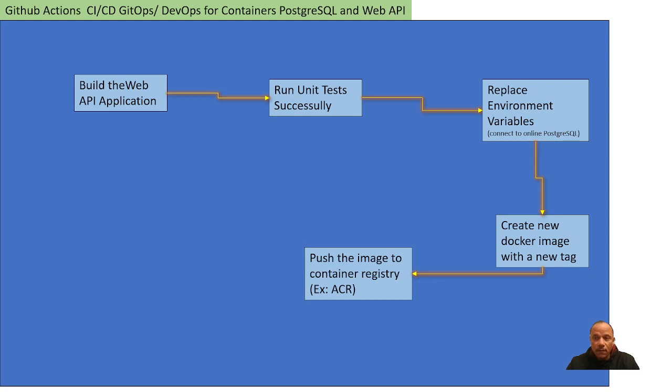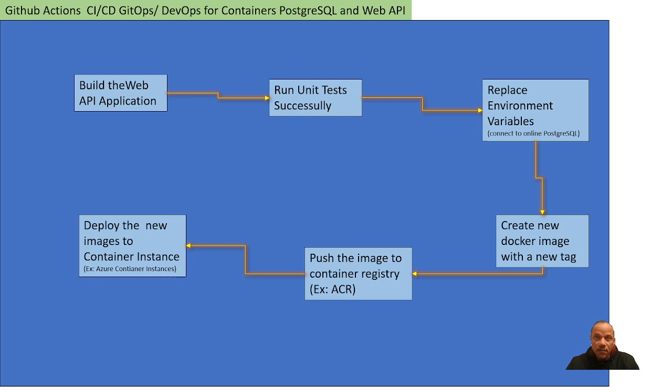And this image is going to be pushed after that to a container registry. In this case, it's Azure. And after the push to the container registry, it's going to deploy our application to the environment as a container instance. In this case, it's Azure. So let's see how this is working.